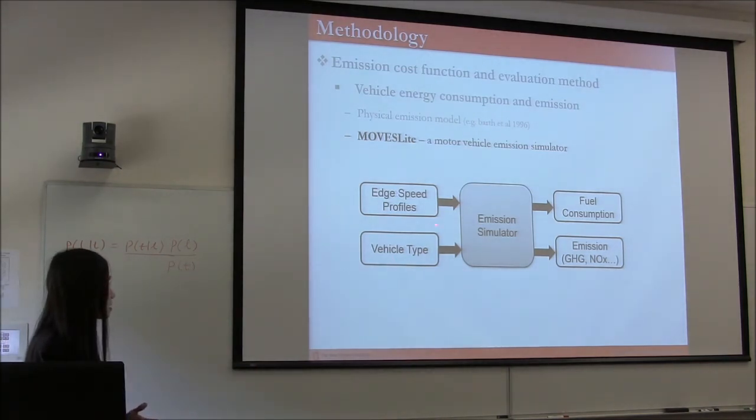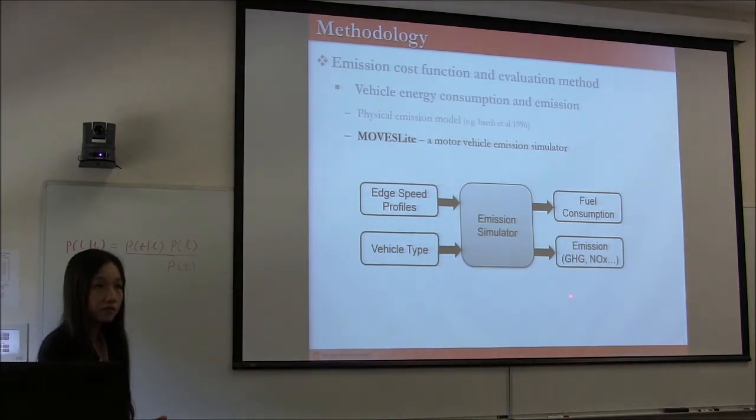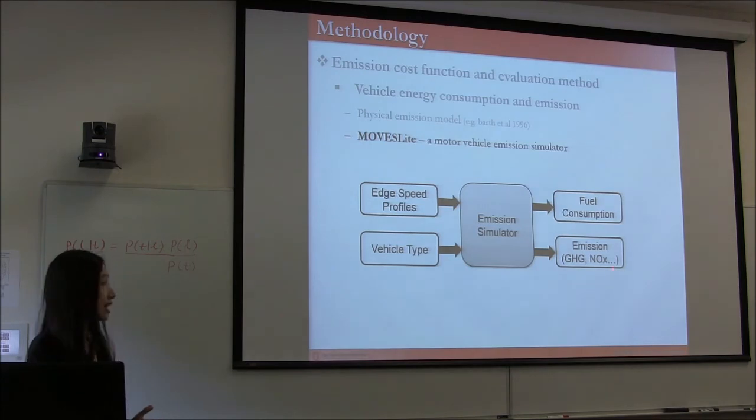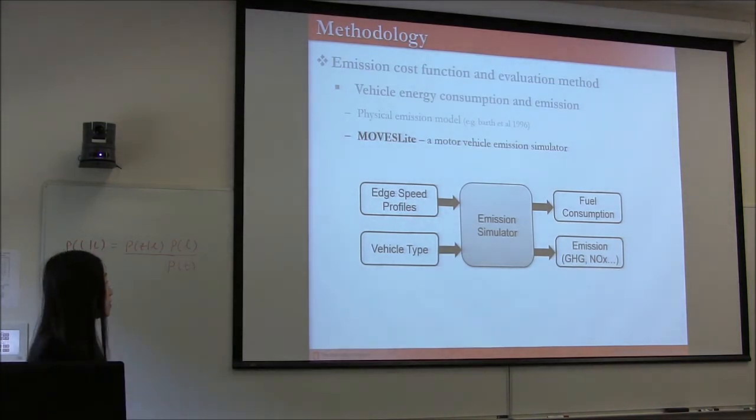Using that input, the emission simulator can do the calculation and simulation and then give us the estimated fuel consumption for that vehicle at that specific time. And also the emission of our selection, like greenhouse gas, at that time. So the input here related to the emission is the edge speed profile as well as the visit probability of that edge.